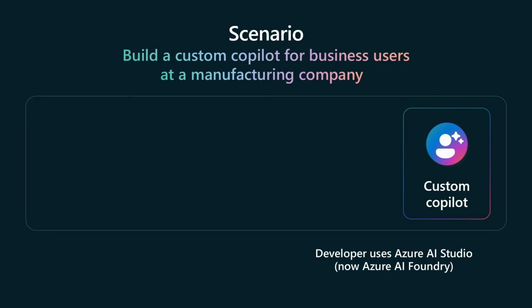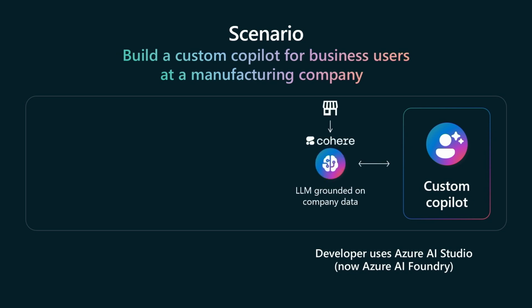So in order to do that, the developer, I, choose to develop a custom copilot, and I will be developing this custom copilot from Azure AI Studio, which we recently rebranded as Azure AI Foundry. So forgive me if I refer to Azure AI Studio. I'm just very used to it, but it's Azure AI Foundry.